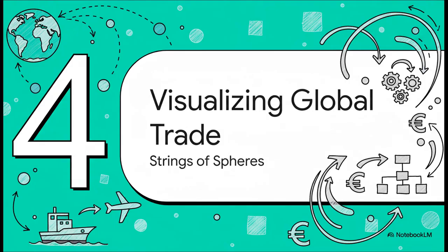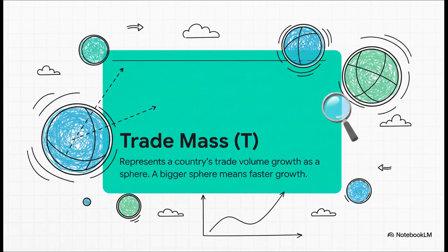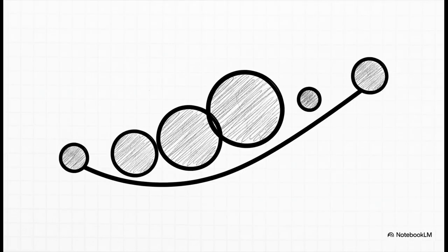Okay, but this whole visual all-at-once approach doesn't just stop with a country's internal economy. It can also totally change the way we look at something as huge and complicated as global trade. So instead of staring at rows and rows of numbers on a spreadsheet, this model called trade mass does something much smarter. It represents a country's trade growth as a sphere. And the logic is just so simple and elegant. The faster a country's trade is growing, the bigger the sphere gets. That's it.